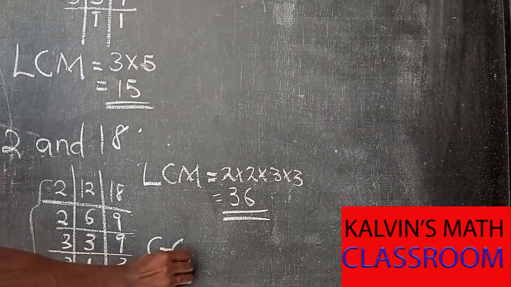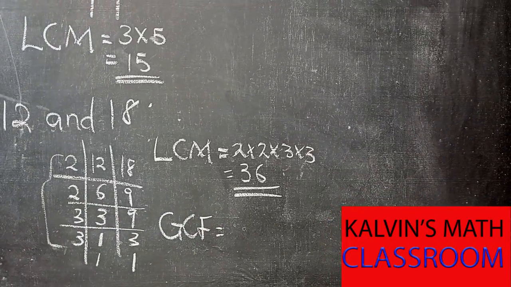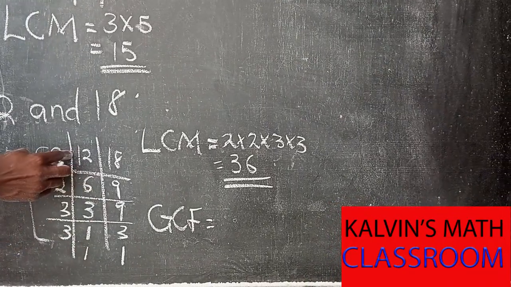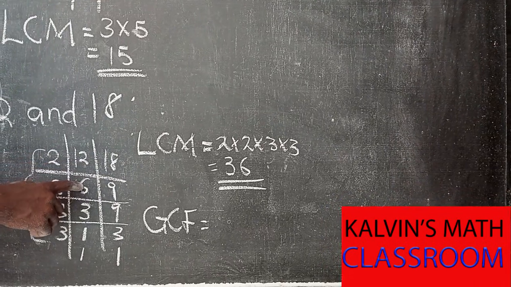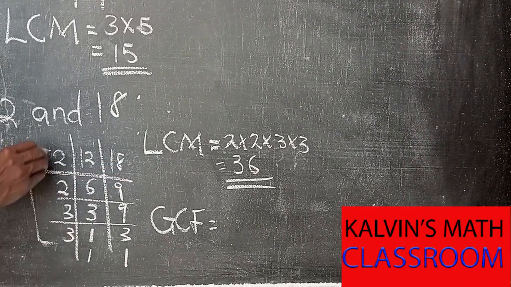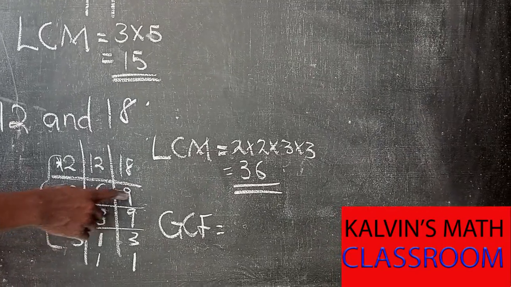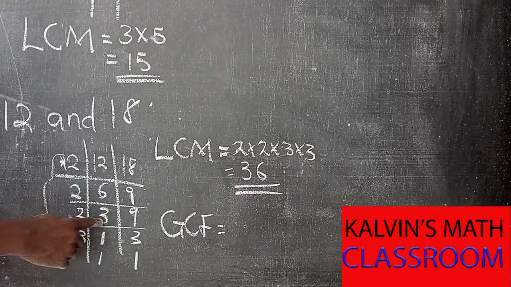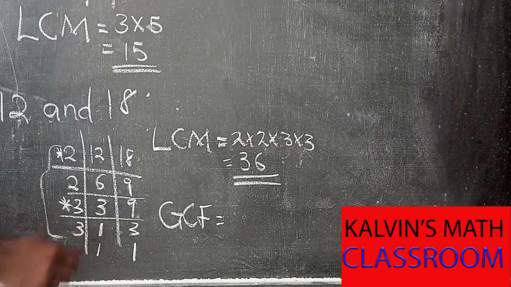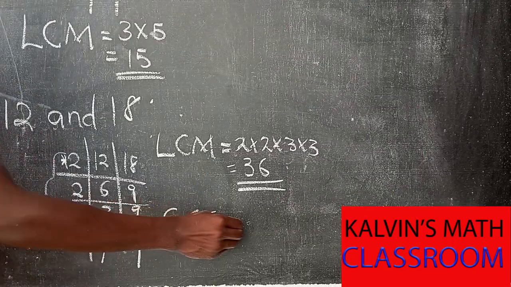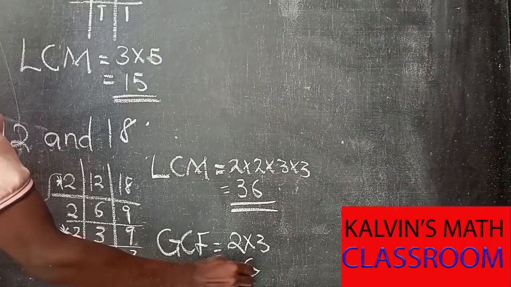Now the greatest common factor. Here, we are going to look for common numbers that have divided here and here without getting a remainder. A 2 has divided 12 to get 6 and 18 to get 9. This 2 has divided here but not here. 3 has divided here and here, so we take 3. So it means we are going to multiply these numbers. So this is 2 times 3, and our GCF is 6.